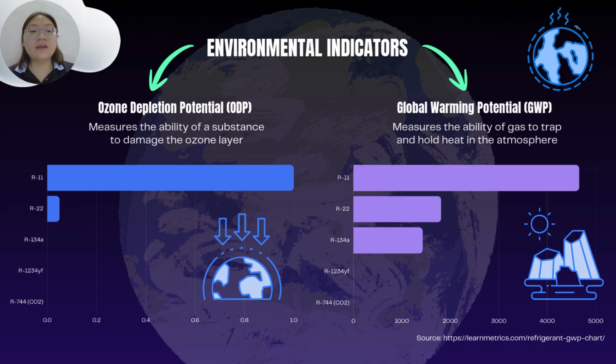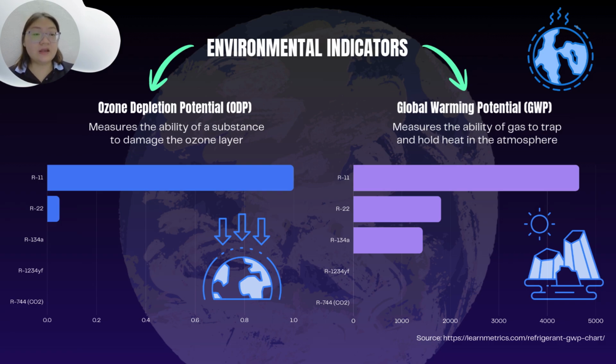From the graph, we can see that R11 has the highest ODP of 1 and a very high GWP of around 4700. R22 has a lower ODP of about 0.05, but its GWP is still approximately 1800. R134A has zero ODP, although its GWP remains relatively high at about 1400.